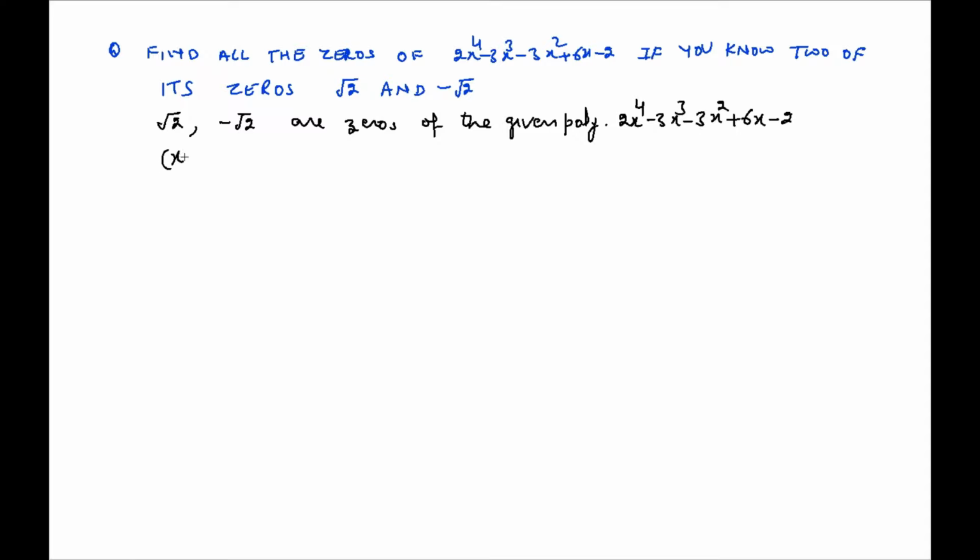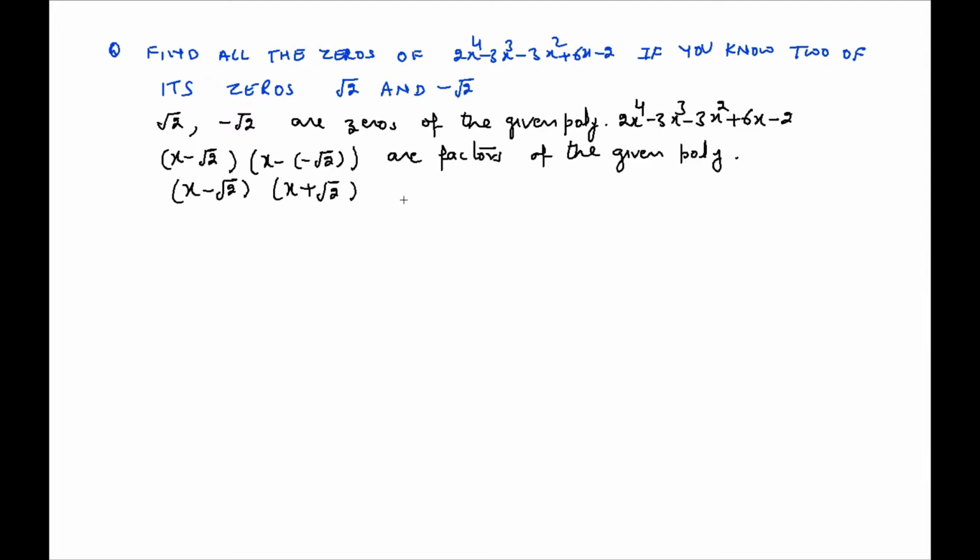Then we know x minus root 2 and x plus root 2 are the factors of the given polynomial. It means x minus root 2 times x plus root 2. This will come out to be x squared minus root 2 whole square by the formula. This is equal to x squared minus 2. This is a factor of the given polynomial.